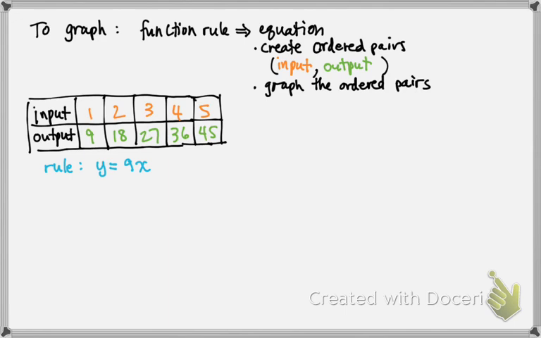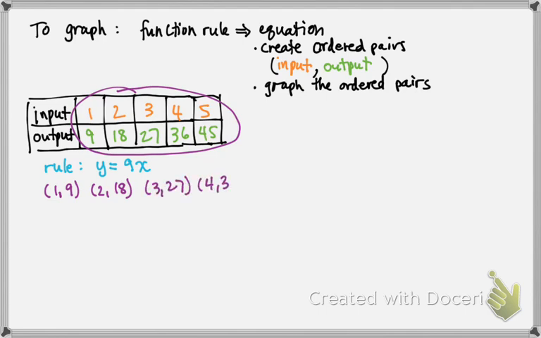okay? But just based on what I'm seeing, I can grab these numbers here and form ordered pairs. 1, 9, 2, 18, 3, 27, 4, 36, and 5, 45. Okay, so I'm going to go ahead and graph this. And I notice all my numbers are positive, so I'm just going to be working in the first quadrant.